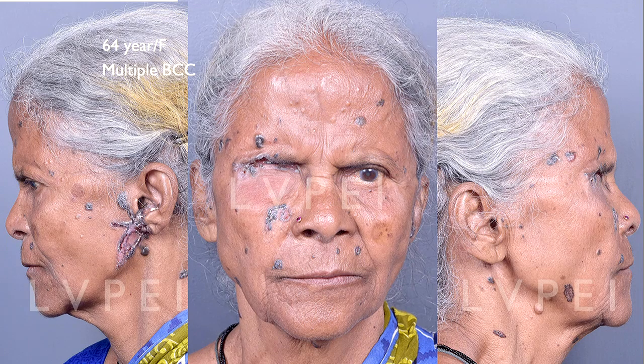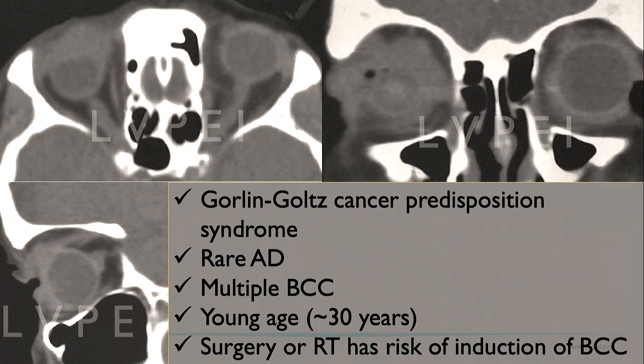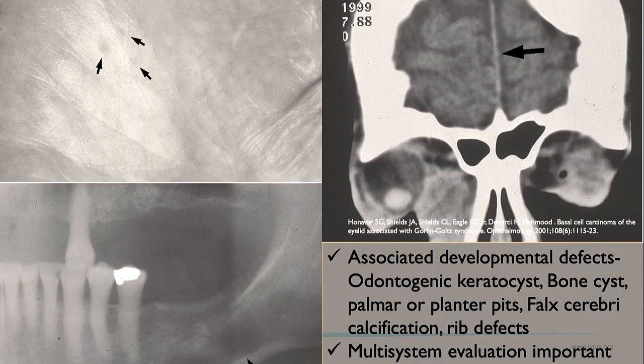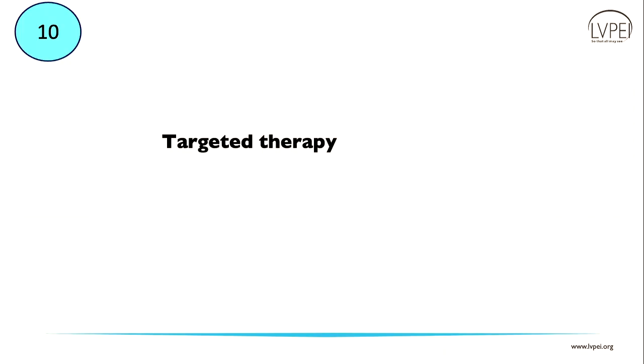So again, this is a patient with multiple basal cell carcinoma, a typical case of Gorlin-Goltz cancer predisposition syndrome. Again, we need to understand that surgery or radiotherapy has a risk of induction of basal cell carcinoma in these patients. There are multiple other associated developmental defects which are possible in this patient, so multi-system evaluation is important.